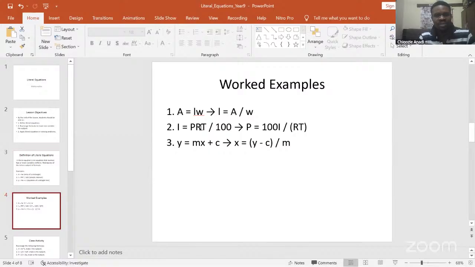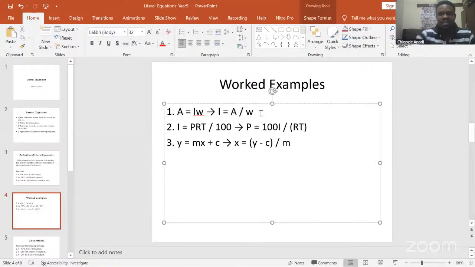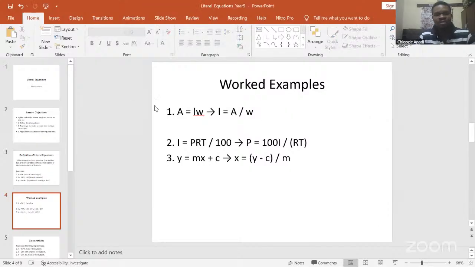So you can see right here in example 1, this is the area of a rectangle: A equals length times width. You're asked to make the length the subject of the formula. How do we do that? Since A is equal to length times width, in order to make L the subject of the formula, we need to divide both sides by the width. Are you seeing this?